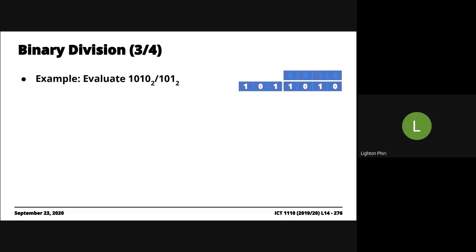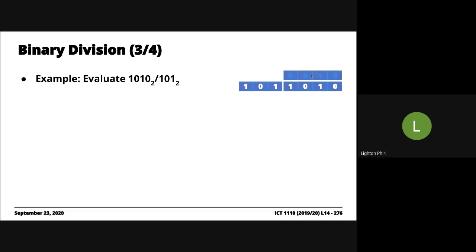So here's the thing. What if we have these two numbers here? We want to divide 1010 by 101. Effectively, since 1's place, 2's place, 4's place, 8's place, 8 plus 2 is 10, we're dividing 10 by 1's place, 2's place, 4's place, 4 plus 1 is 5. So we're dividing 10 by 5. We want to get 2, essentially.